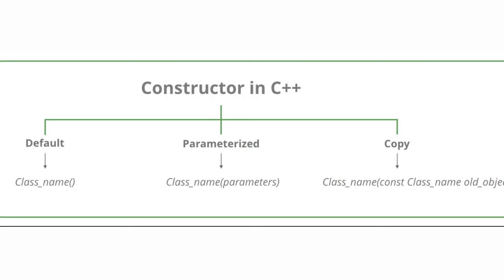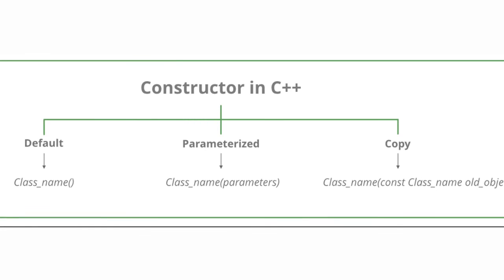So we have default, parameterized, and copy. The first one that we're going to be looking into is default constructors. A default constructor is a constructor which doesn't take any argument, and it has absolutely no parameters.